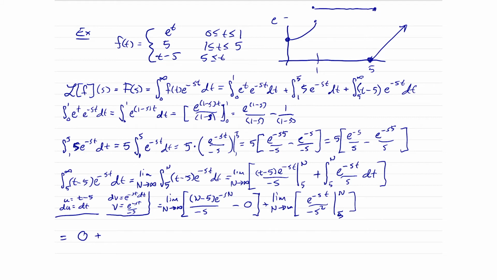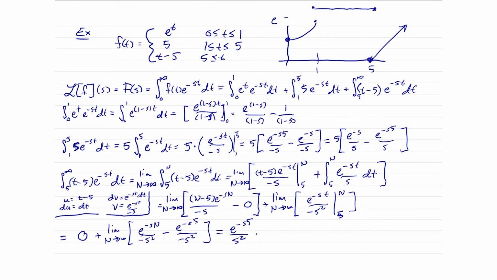All right, now plus the limit as n goes to infinity, and what do we get? Well, we have e to the minus sn divided by minus s squared minus whatever we get when we put in 5. So e to the minus s5 divided by minus s squared. And again, as n goes to infinity, this piece here is going to 0. So the ultimate result is that we get e to the minus s5 divided by s squared, where we combine this minus sign with this minus sign.